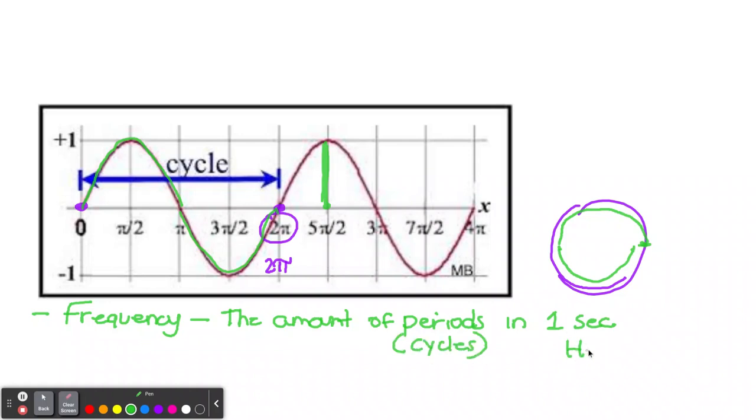And we use hertz, from a man's name who, guess what his last name was? Hertz. So we use hertz. So for example, 1,000 hertz would mean that the wave is producing 1,000 periods or 1,000 cycles in 1 second. So let's get a clean page again.